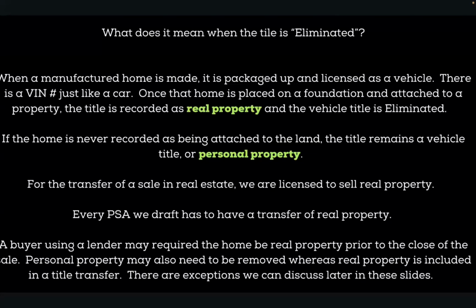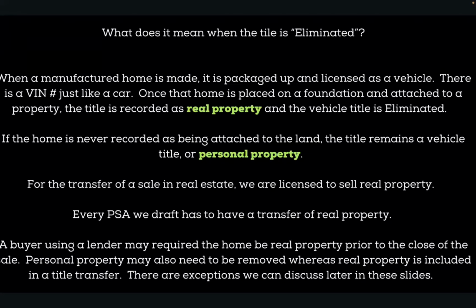When a manufactured home is made, it's packaged up and licensed just like a vehicle. So there's a VIN number like a car. And once that home is placed on the foundation and attached to the property, the title is then recorded with the county as real property, and that vehicle title is eliminated. So that's what it means to have the title eliminated. If the home was never actually recorded as being attached to the land, then the title will remain as a personal property title and it will not be eliminated.